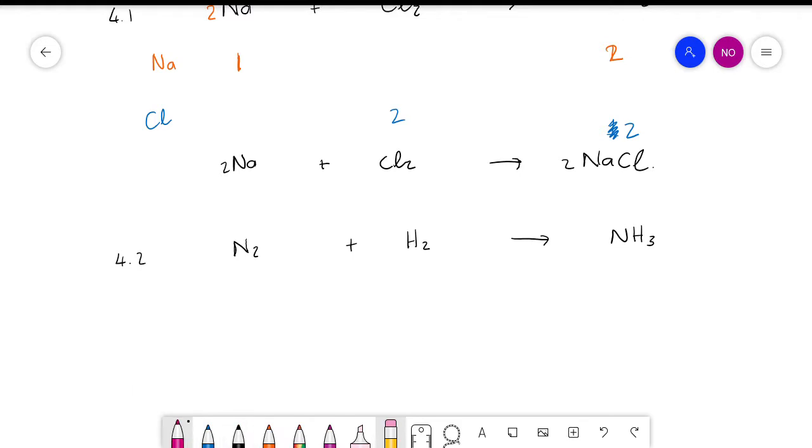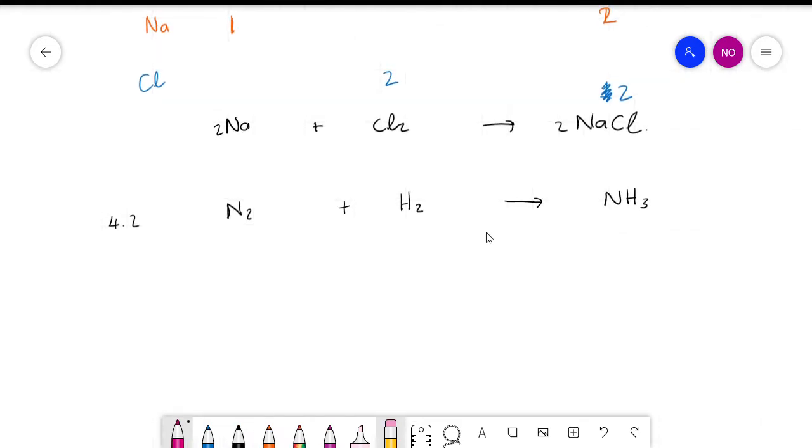Okay. So, let's look at the nitrogens. How many do I have before? 2. Good. How many do I have after? Just 1. So, how can I fix that? Where do I put the 2? In front of the ammonia. There. So now I have 2 before and 2 after.